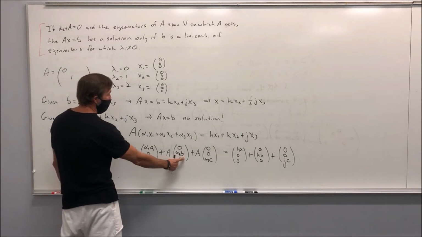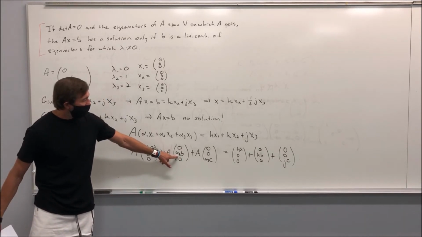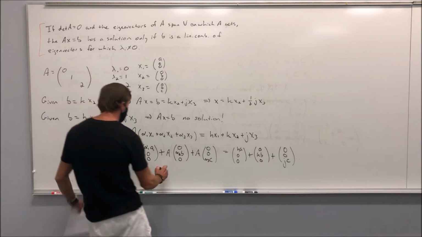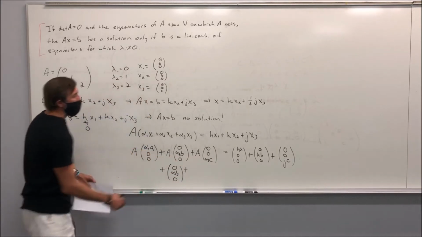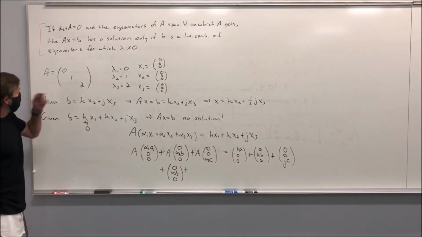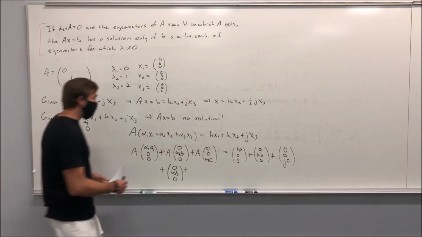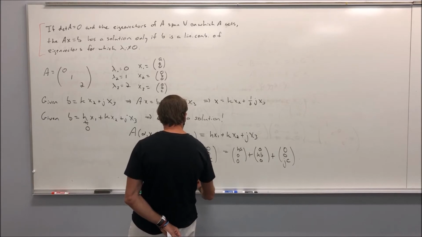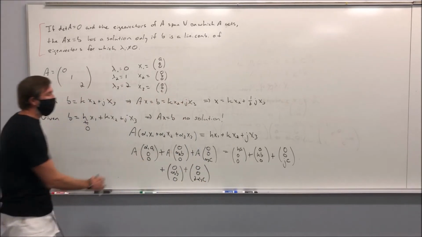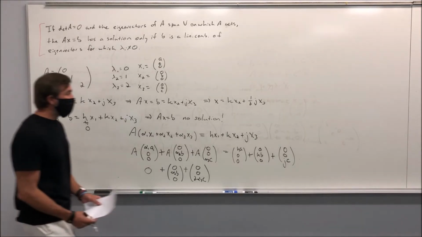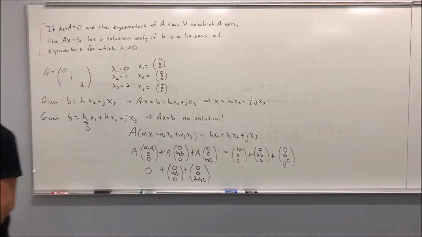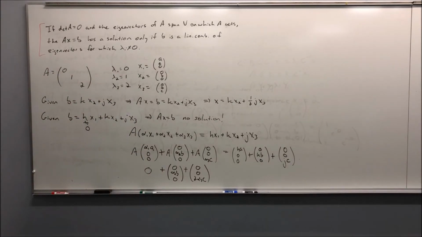Well, A acting on this second constant times the eigenvector is just going to give me the eigenvector. A acting on this constant times the third eigenvector is going to give me 2 times the eigenvector. But what is A acting on the first eigenvector going to give me? 0. So there's no way to reproduce this term. And h and a are considered non-zero. So there's no solution.